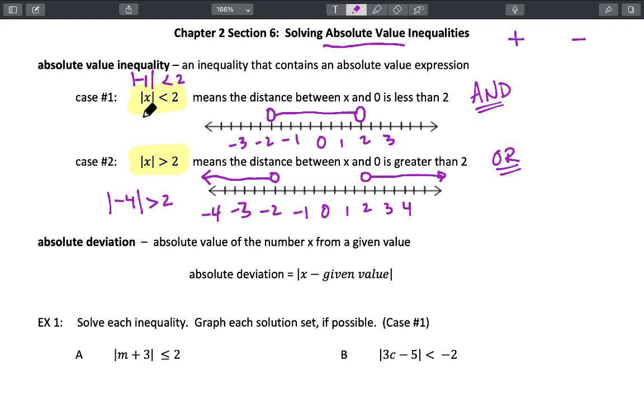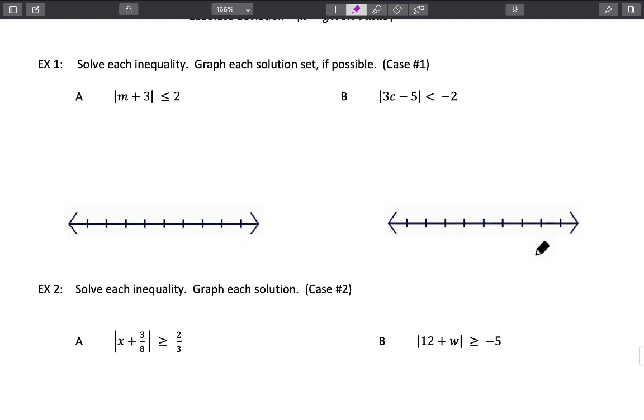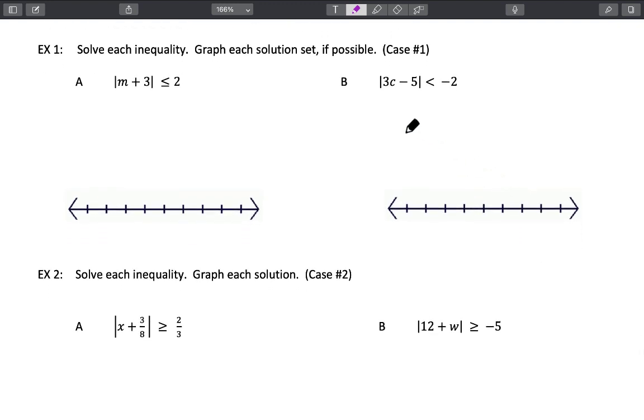This is a true statement because the absolute value of -4 is +4. So whenever you see an absolute value that's less than a positive number, keep in mind this is going to look like an AND statement. And whenever you see an absolute value greater than a positive number, this will take on the form of an OR statement. All right, let's jump into some examples here, and I think you'll see what we mean.